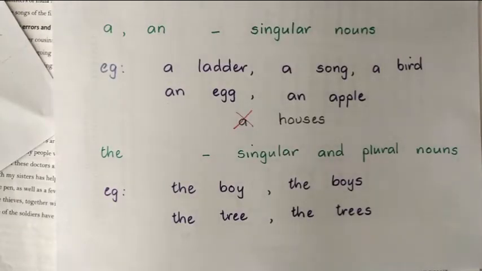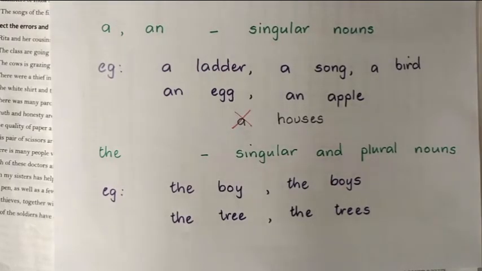Now let's look at the definite article the. The can be used with singular and plural nouns. For example, you can say the boy. You can also say the boys. The tree. It is also correct to say the trees. The is used when you are talking about something special, about a particular noun or a unique noun.